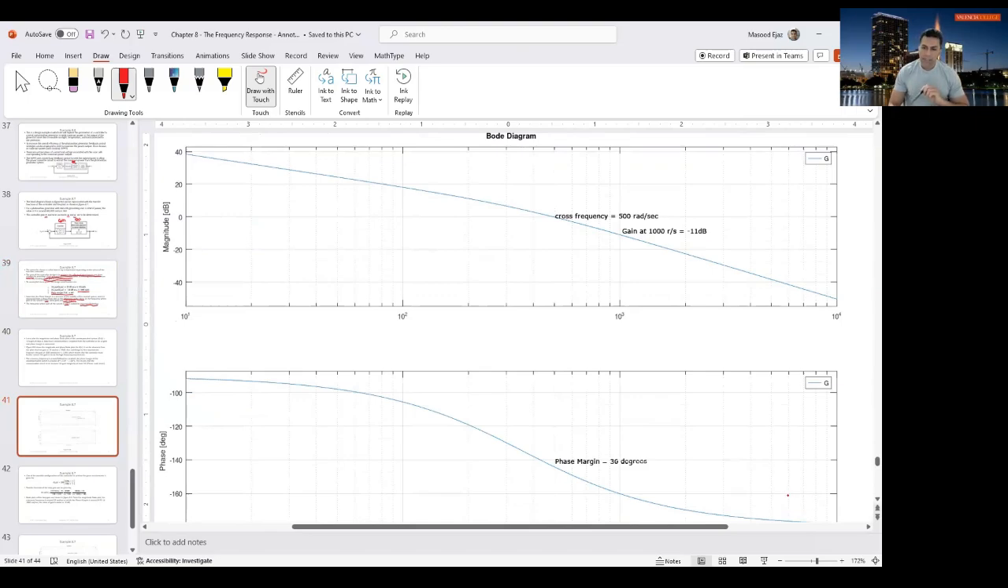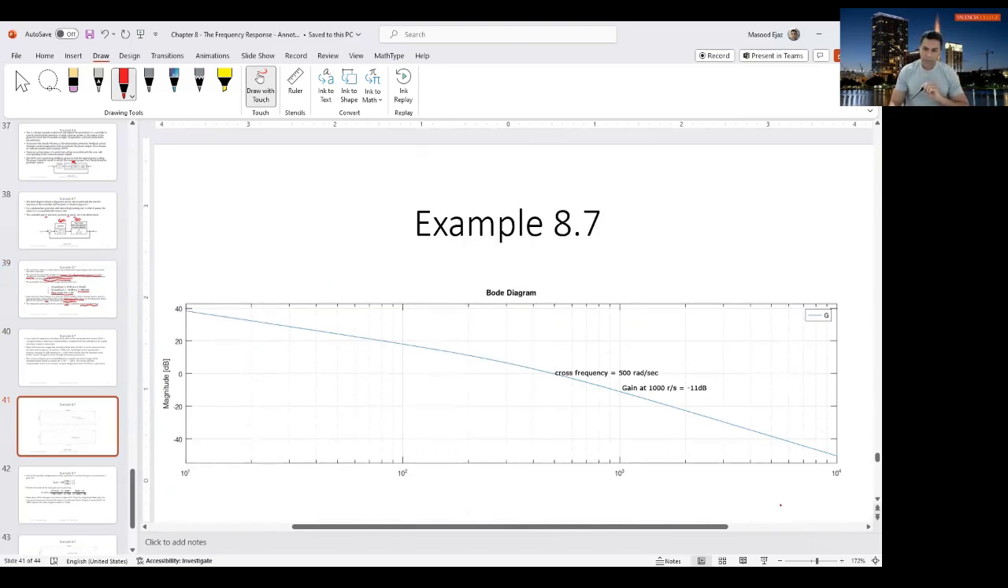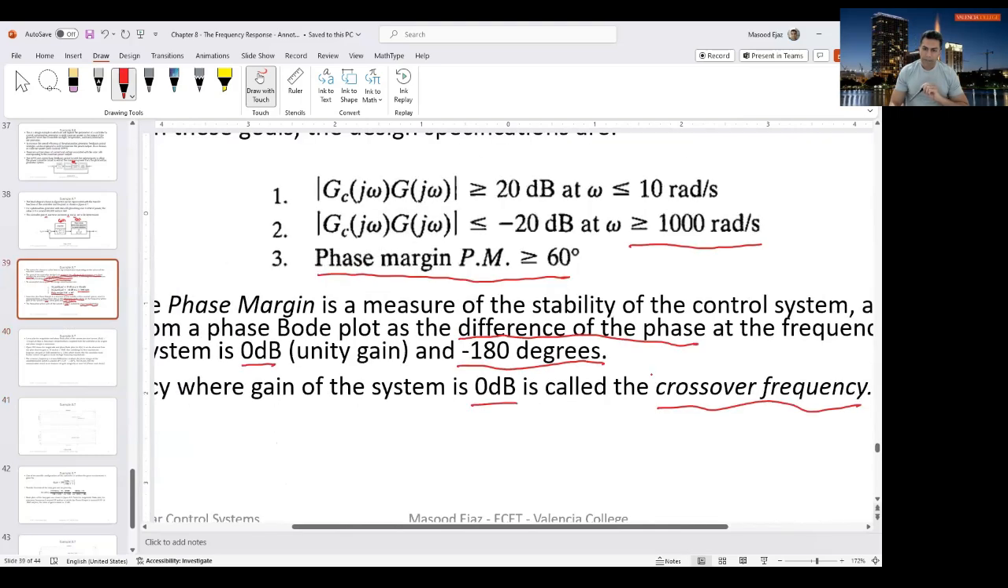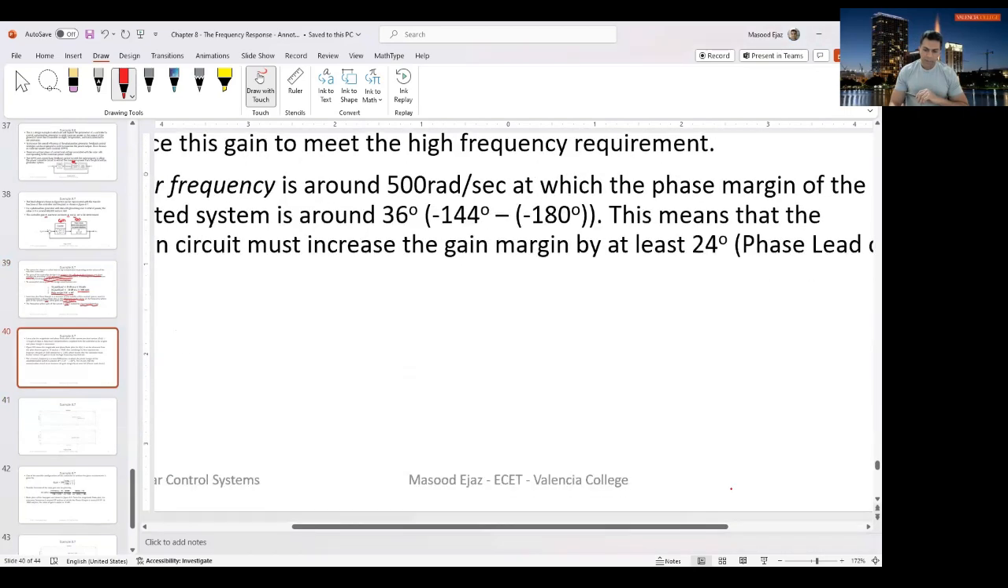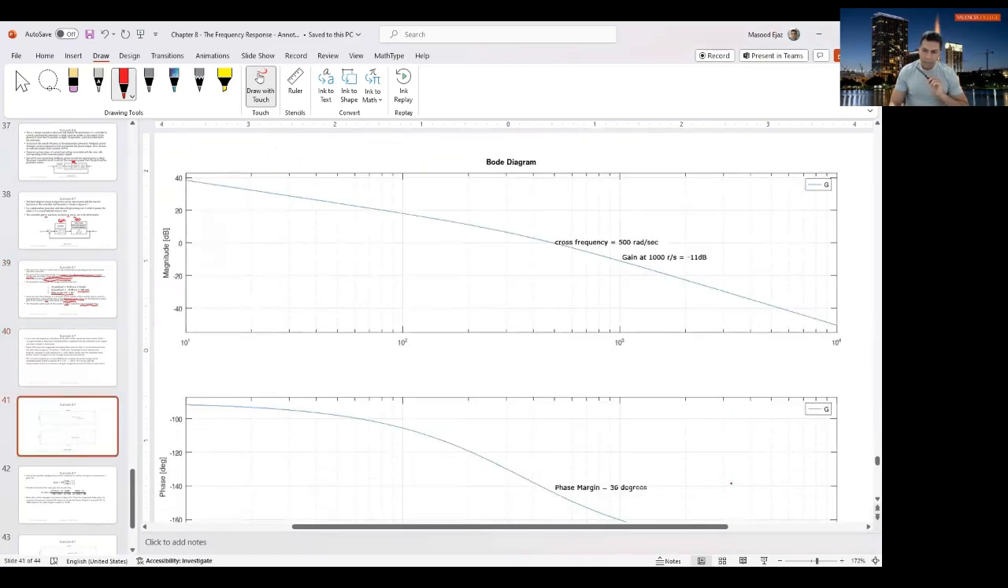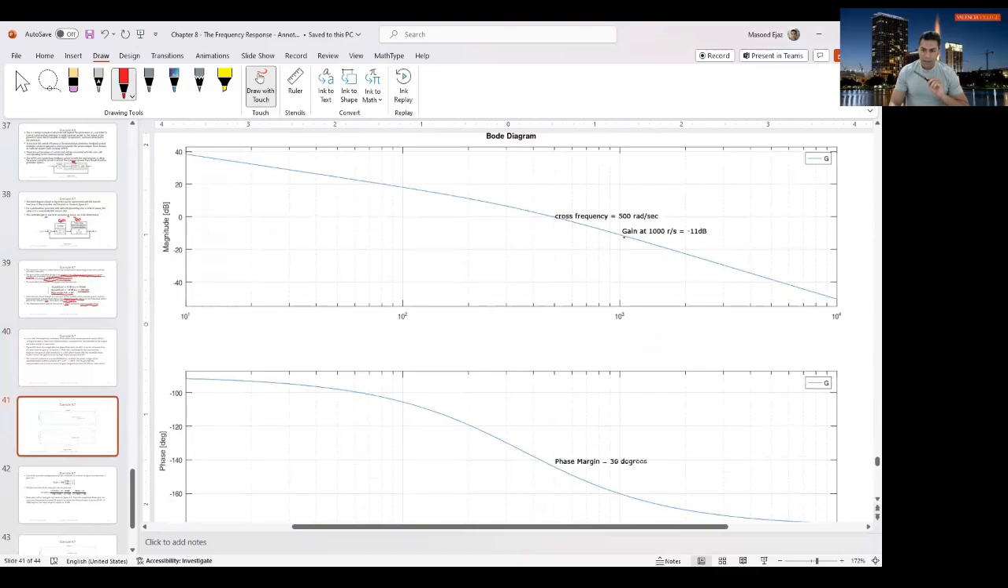Now, this value is greater than what was required. The value that was required was negative 20 decibel, at least at 1000 radian per second. We are getting negative 11, which is, of course, greater than negative 20 decibel. So we do need compensation at higher frequencies to reduce the value of gain to at least negative 20 decibel.